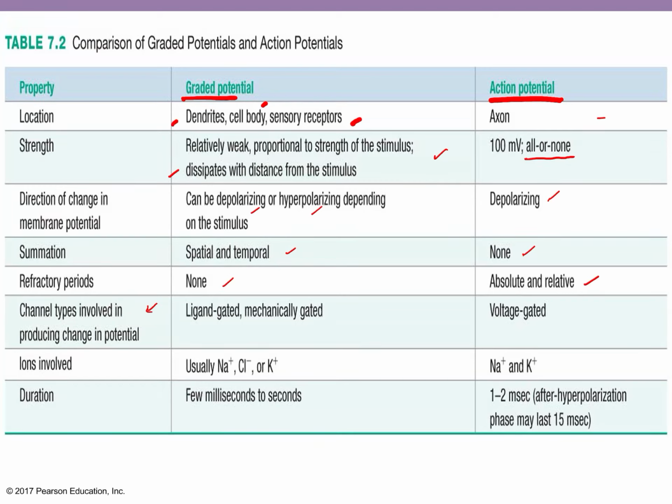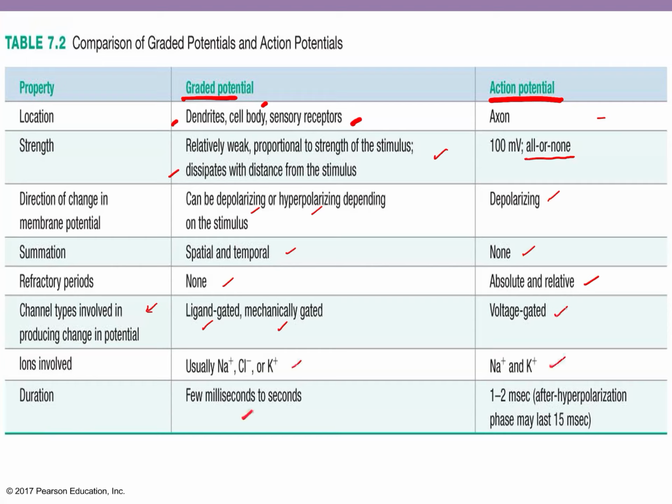What kind of channels are involved in producing your change in potential? So we talked about ligand gated, so this is where neurotransmitters would bind to the receptor, or mechanically gated, which I haven't talked about yet, but it's basically where there is a physical deformation of the neuron, and that physical change of the cell causes depolarization to occur, and you get a graded potential. And then for action potentials, the channels, right, there are voltage-gated sodium channels and voltage-gated potassium channels. Ions involved, there's a few of them. I haven't talked about them specifically yet, but for action potentials, only sodium and potassium.